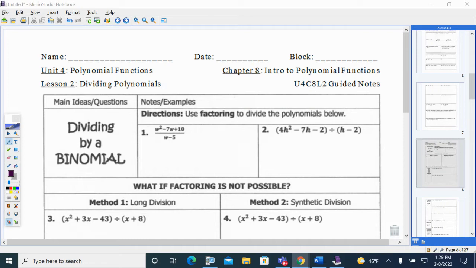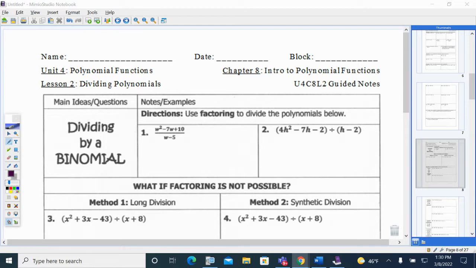This video is on Unit 4, Chapter 8, Intro to Polynomial Functions, Lesson number 2, Dividing Polynomials. In the first set of examples here, under dividing by a binomial, we are going to use factoring to divide the polynomials. In question number 1, we've got w squared minus 7w plus 10 divided by w minus 5.